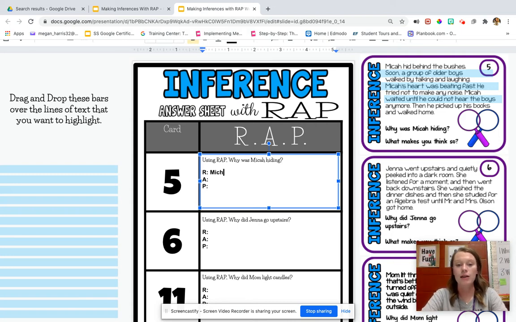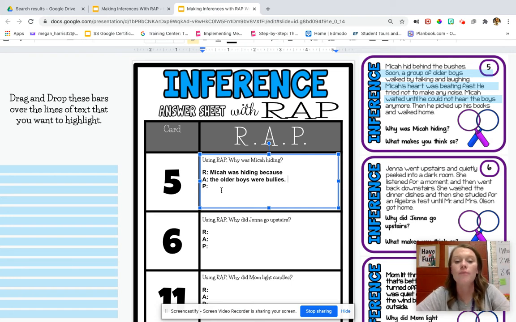So I would say, Micah was hiding because... and look, kiddos, it says right here, why was Micah hiding? Micah was hiding. You see how I get all of those words from my question? Because the older boys were bullies. That's my answer, right? That's my inference. That's where I used those clues in the text that are in blue. What I know about those clues, I put them together and I made an inference, okay?